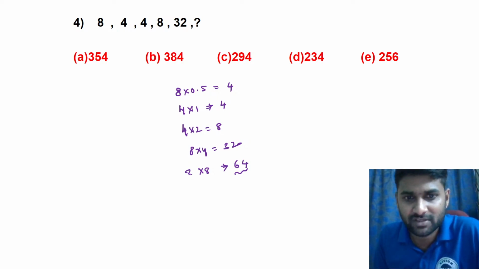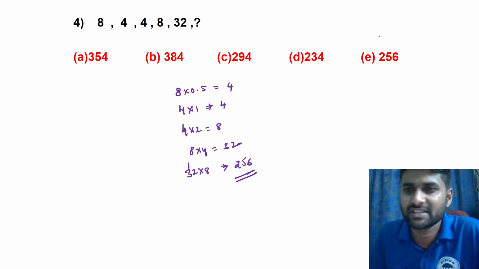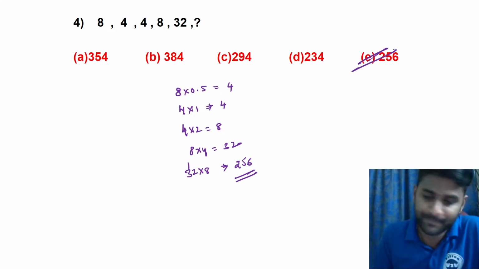Sorry, we should multiply with the 32. Sorry, 32 into 8. 8 2s are 16, 8 3s are 24, 25. So the answer is 256 units. You can see that option again E.